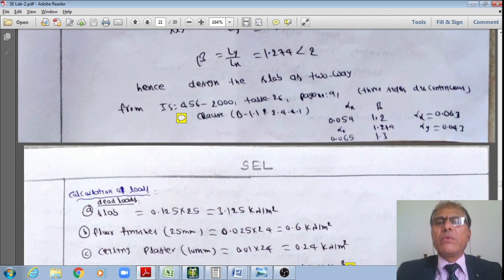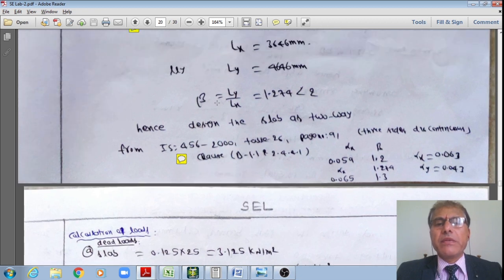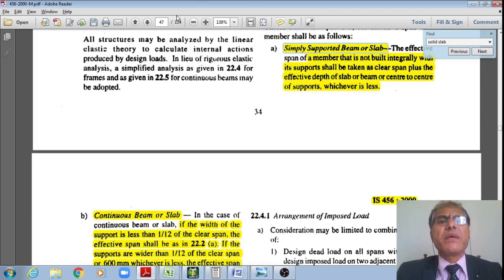Therefore, once we examine that, now I'll go to IS 456 clause D-1.1, Table 26, page number 91. Let us revisit this page, student, page number 91.